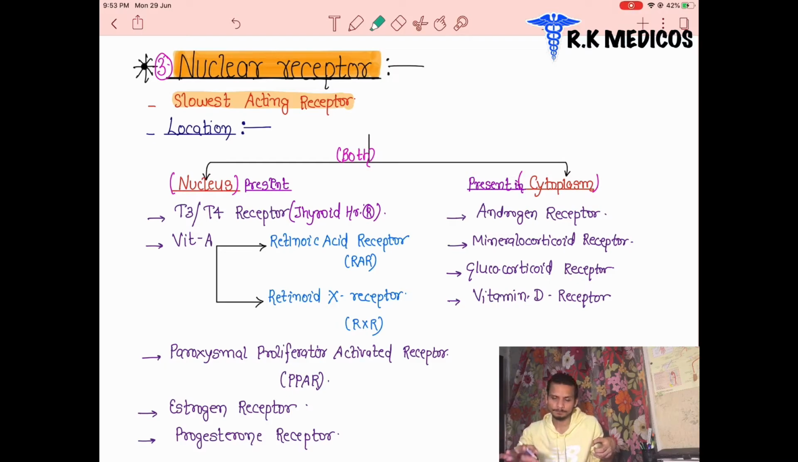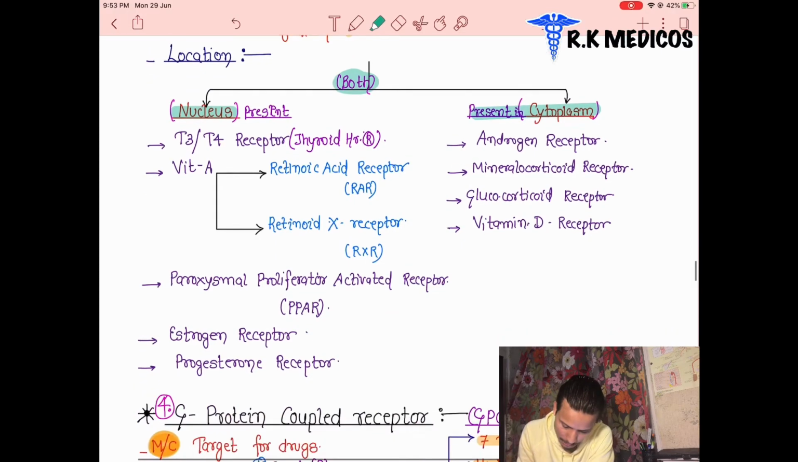That's why there are several. Some of them are present inside the cytoplasm also, but after binding, they reach into the nucleus. That's why they are also called nuclear receptors. And some of them are present directly inside the nucleus, not inside the cytoplasm. So there are basically two locations: some are present inside the nucleus, some inside the cytoplasm. Basically, all these actions happen inside the nucleus, but some receptors are present inside the cytoplasm, as we discuss now.